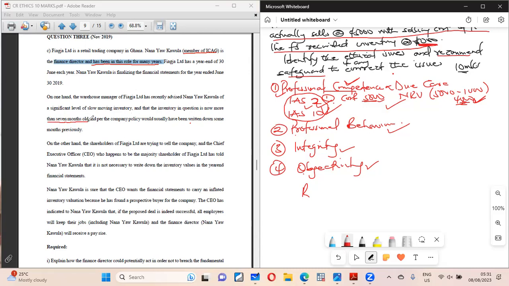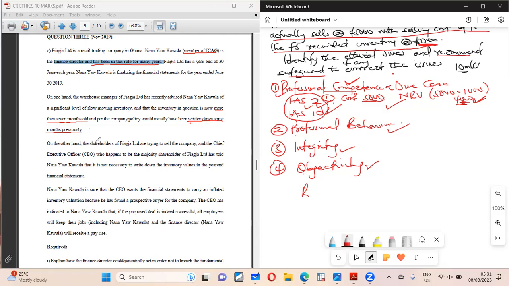As I tell you, more than 7 months old, and per the company policy would usually have been written down some months previously. So now there is the question of writing it down.